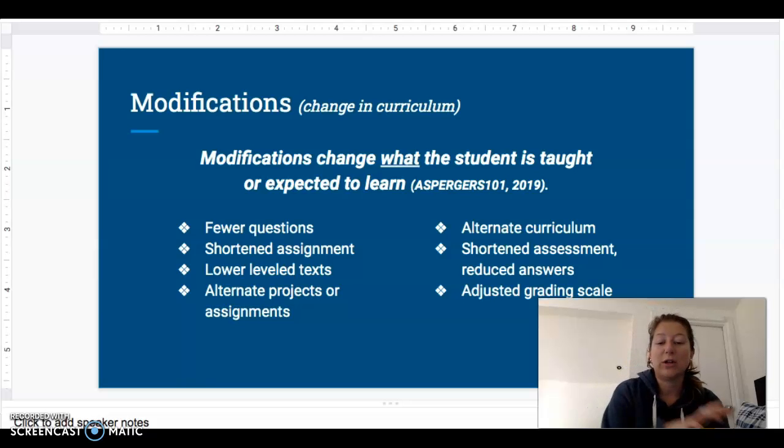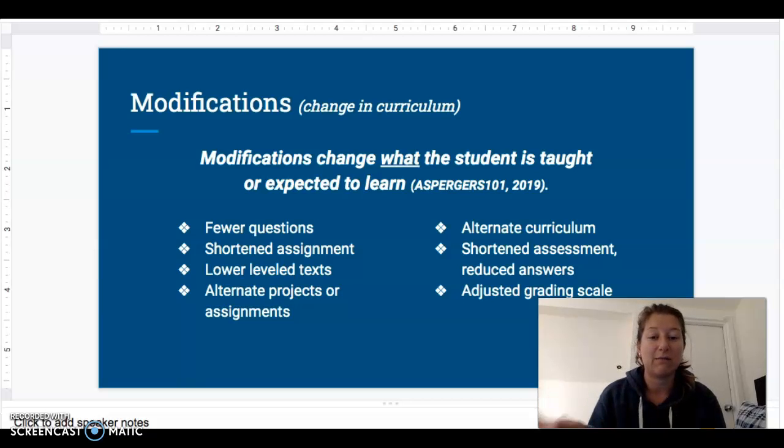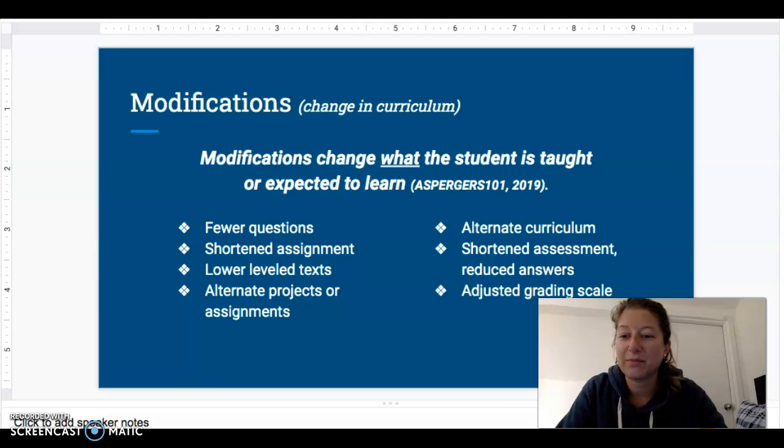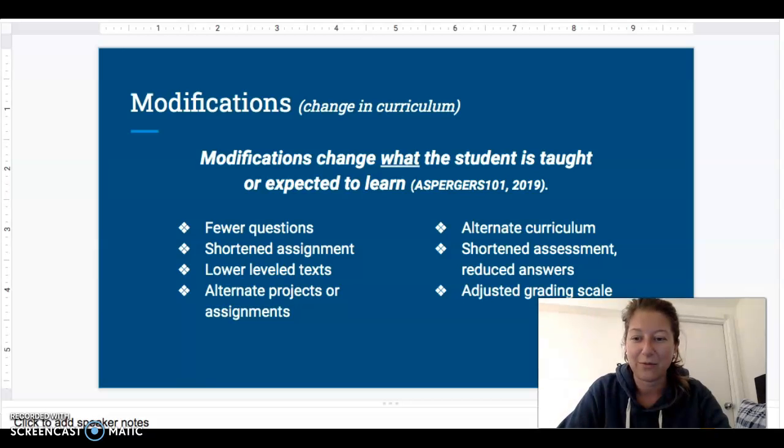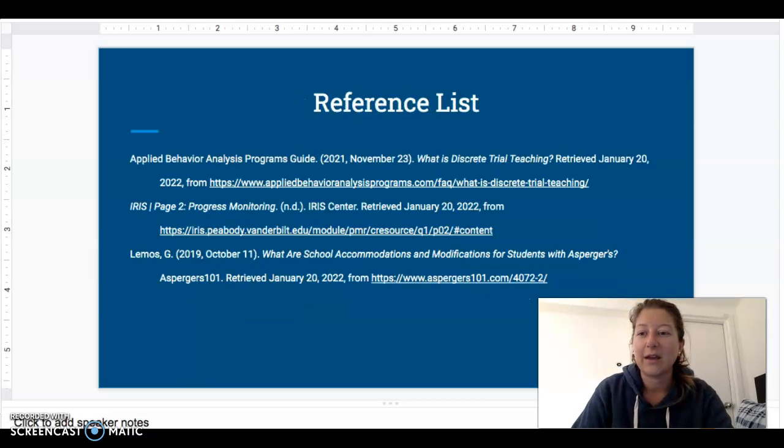So we are no longer looking at the environment and how they can access the curriculum, but we are actually changing the curriculum and what they need to be learning and what's expected of them, because we need to continue to see that they're making growth based on where they're at. This is something that we could continue to talk about for many, many hours and probably days, but I hope this gave you a good overview and insight of assessments for students with autism.